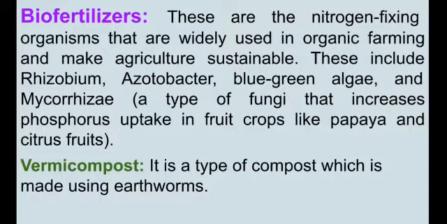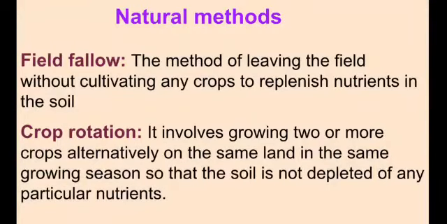So these all are the microorganisms, bacteria and algae, which are very helpful for the crops to provide nutrients, okay. Then we should also be aware of vermicomposting. What is vermicomposting? It is a type of compost which is made using earthworms. As we have studied in class 7, there is a vermicomposting process, how we can make our own vermicomposting, okay. So let us move to the next topic.